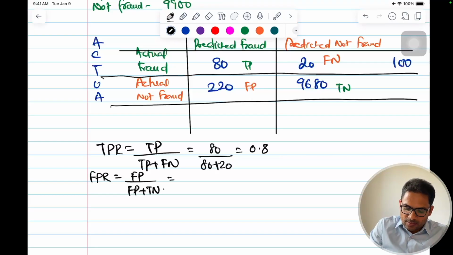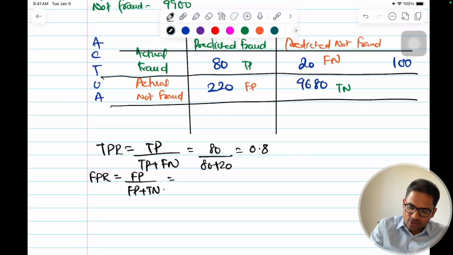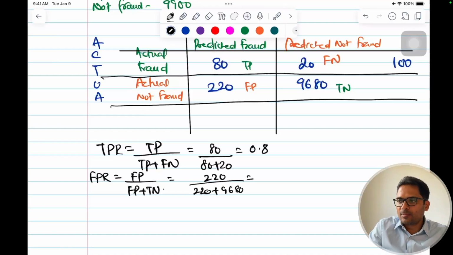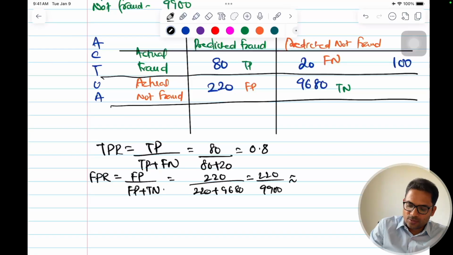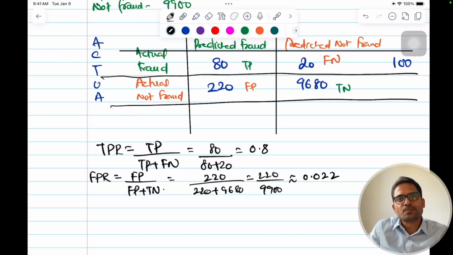No problem. What will be the false positive rate? This is false positive by false positive plus true negative. So this is your 220 by 220 plus 9680. So this will be equal to 220 by 9900, and this will be approximately equal to 0.022.